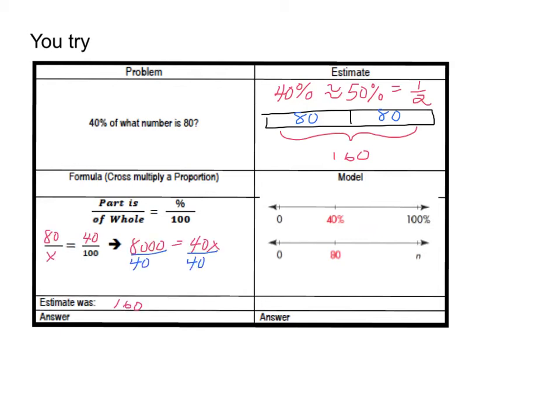For my actual answer, I'll have 80 over x equals 40 over 100. When I cross multiply, that is going to give me 8,000 will equal 40x. I will divide by 40 on both sides of the equation to get rid of the 40 next to the x and leave the x alone, which is going to give me 200 equals x.